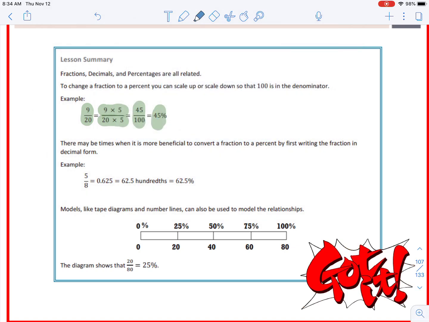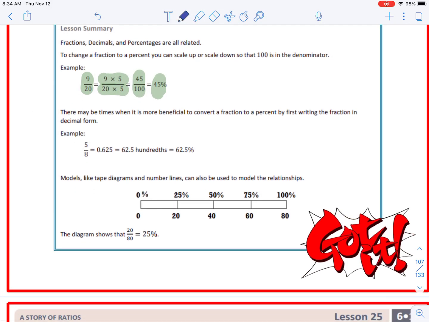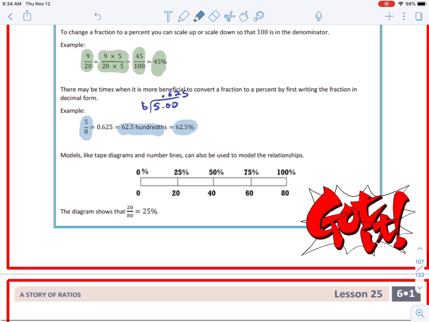Okay? Now, there may be times when it's more beneficial to convert a fraction to a percent by first writing the fraction in decimal form. So we have 5/8. We've described in this lesson that 8 does not go into 100 evenly, so they had to divide 5 by 8. They would have gotten 0.625 like we did earlier, and we know that this would equal 62.5%. Models like tape diagrams and number lines can also be used to model the relationship.